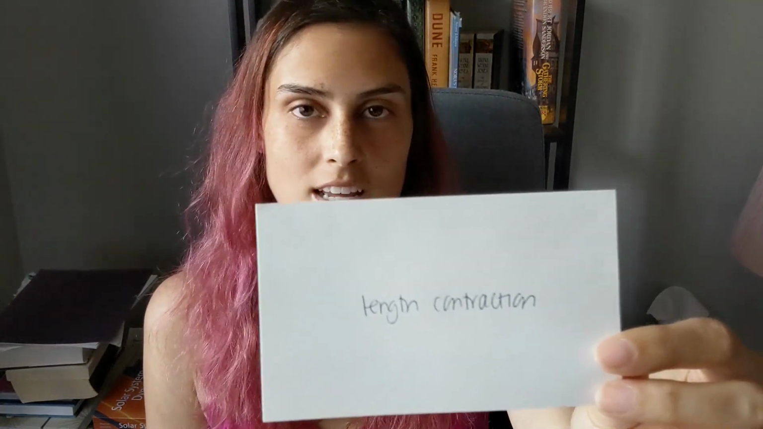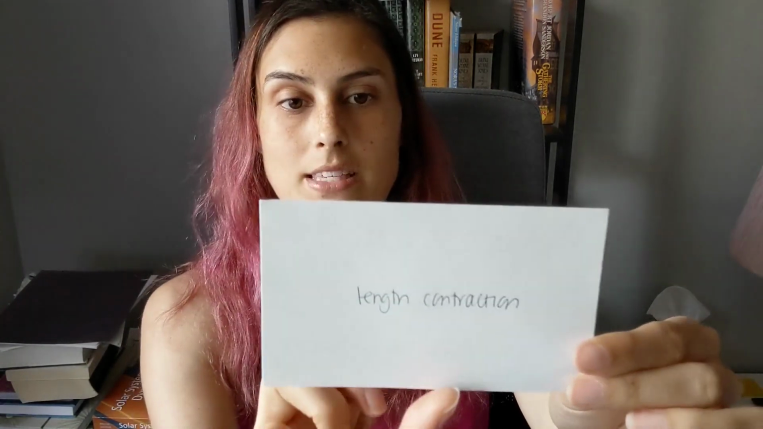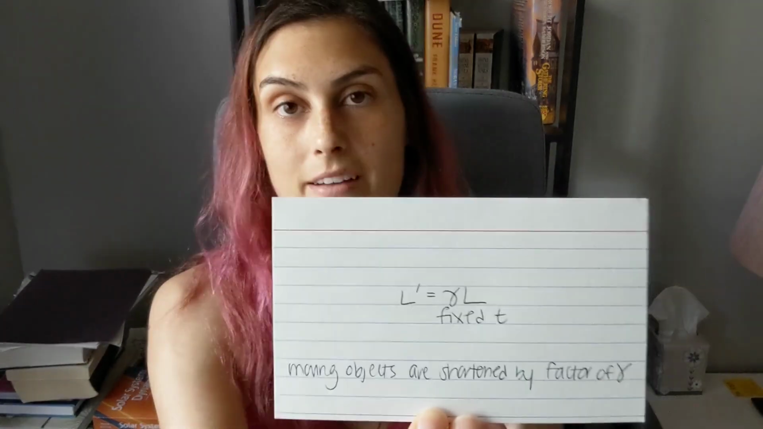Length contraction. L prime equals gamma L for a fixed t. So this means that moving objects are shortened by a factor of gamma.